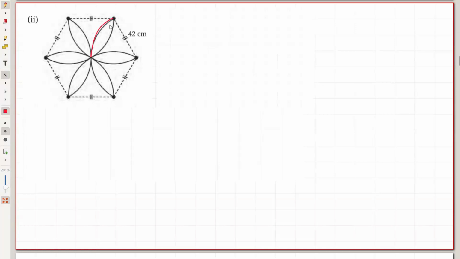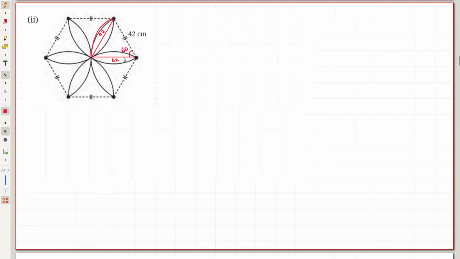So first of all, I'm going to find out the length of this arc. If I join this, and this is already given as one of the sides, 42, and this also will be 42, and if I join here, this also will be 42. So I can say this is an equilateral triangle. We know that in an equilateral triangle, each angle is 60 degree.